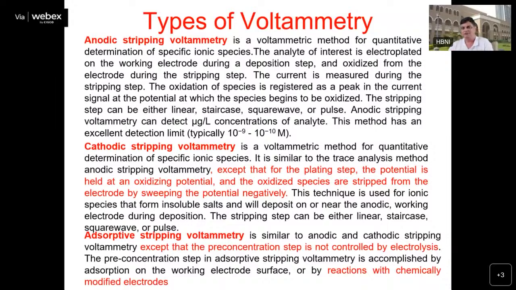This is similar to both the anodic and cathodic stripping voltammetry, except that the pre-concentration step is controlled by electroanalysis, and the pre-concentration step in adsorptive stripping voltammetry is accomplished by adsorption on the working electrode surface, or by reaction with a chemically modified electrode.